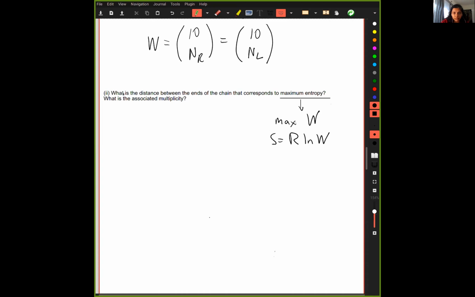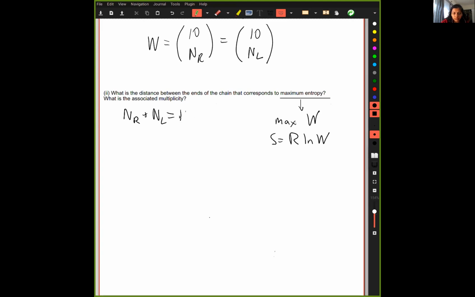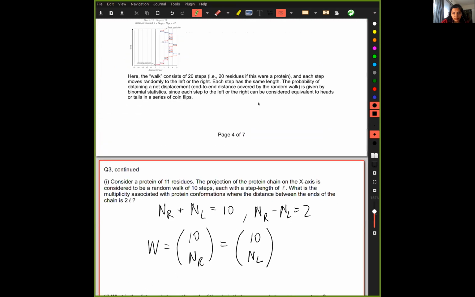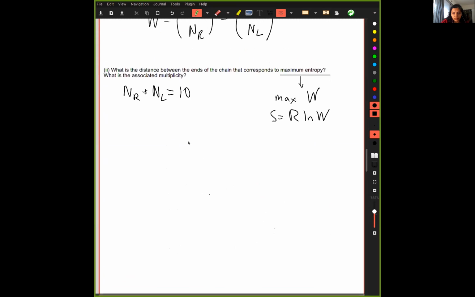In other words, the distance between the chain that we want here is the distance that corresponds to the greatest number of conformations possible. And we know that there are 10 steps total. So we can set up again that nr plus nl must equal 10. And then intuitively, we might guess that the state with the maximum multiplicity is the state where nr and nl are the same. And we know this to be true because if we remember, the probability of a given net displacement is given by the binomial distribution, and the binomial distribution is symmetric about the midpoint. So we know then that nr must equal nl, and this should give us the answer pretty quickly.